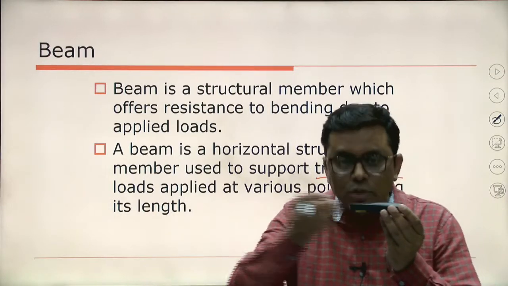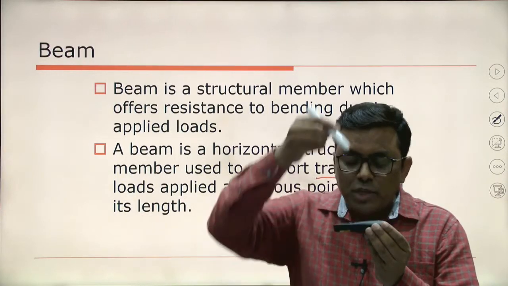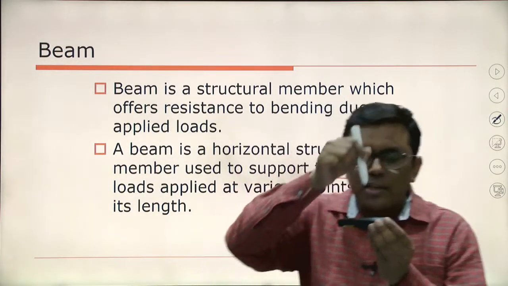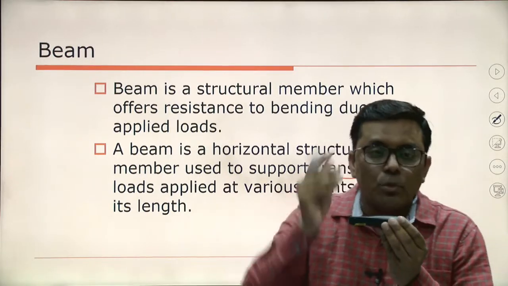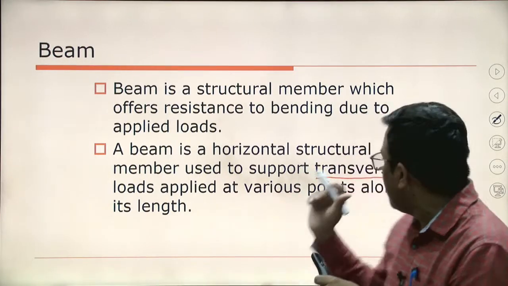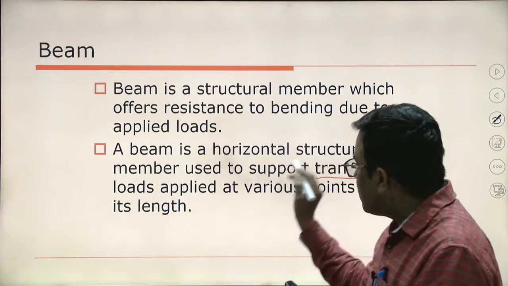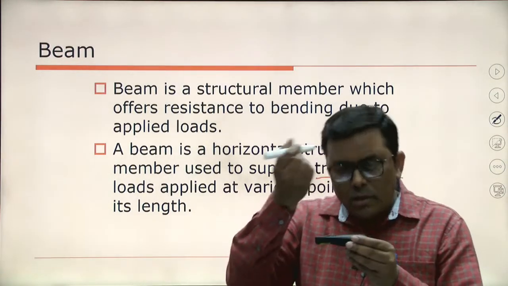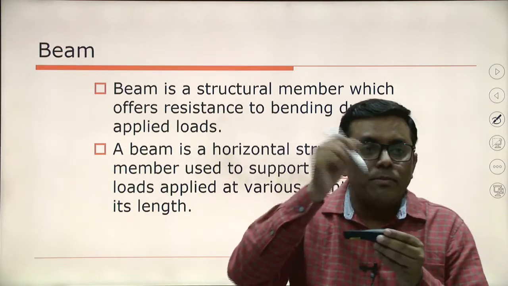It can be subjected to axial load, it can be subjected to some torque, it can be subjected to some perpendicular load, which I am calling a transverse load, which is perpendicular to its length. So beam is basically a horizontal structural member which supports transverse load applied at various points of its length. कहीं भी हो सकता है, anywhere it can be. So any kind of load it can be.